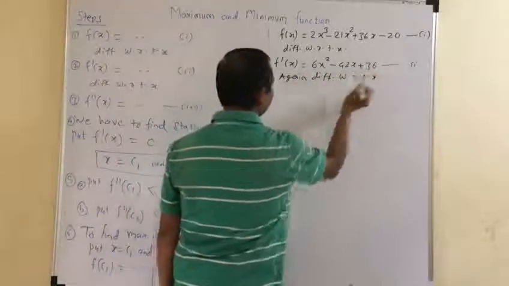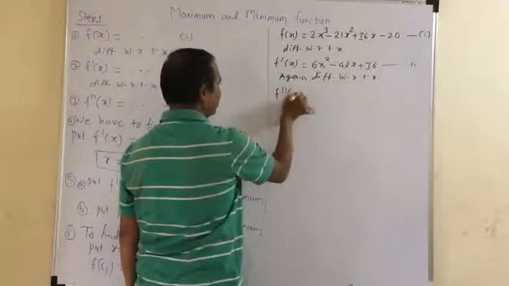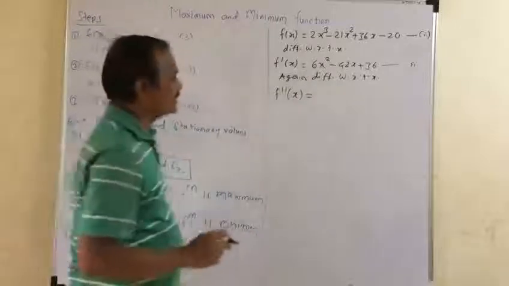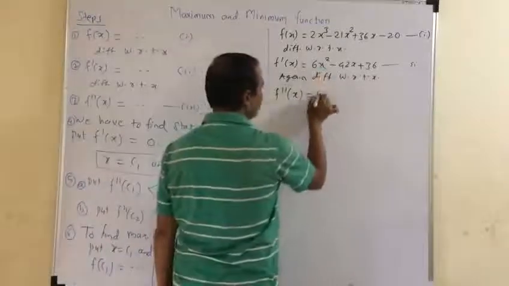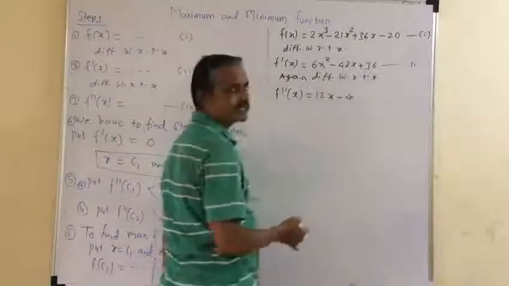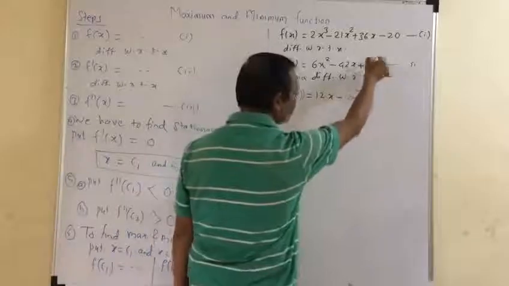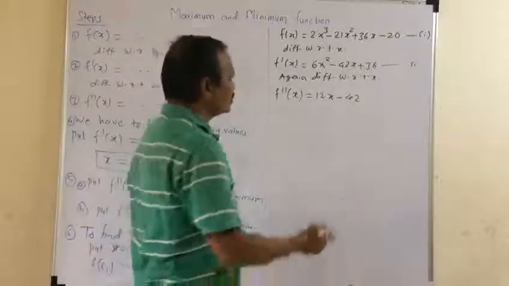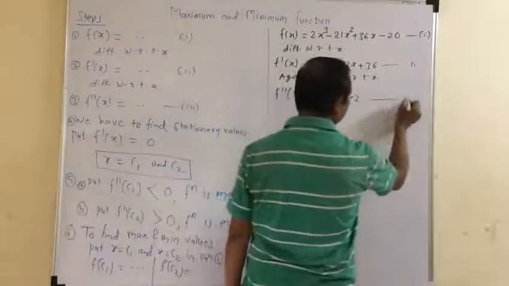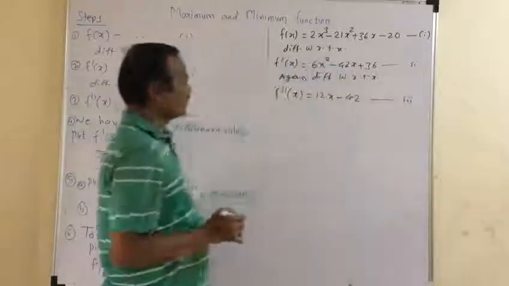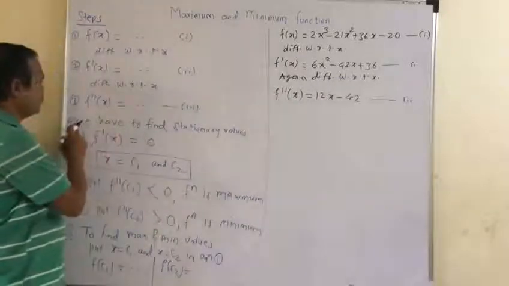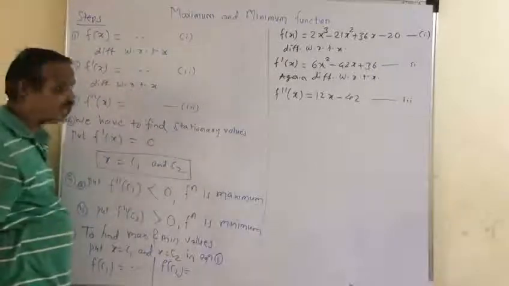Again differentiating with respect to x, we get f double dash of x is equal to the derivative of 6x square, which is 12x, minus the derivative of 42x, which is 42, and this is a constant, its derivative is 0, so we get the second derivative 12x minus 42. Now this is equation 3. After that, here in the fourth step, we have to find stationary values.